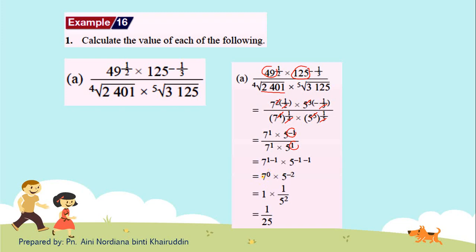Any number or any coefficient to the power of 0 equals 1. So 7 to the power of 0 equals 1. 5 to the power of negative 2 is 1 over 5 square. So this is the answer.